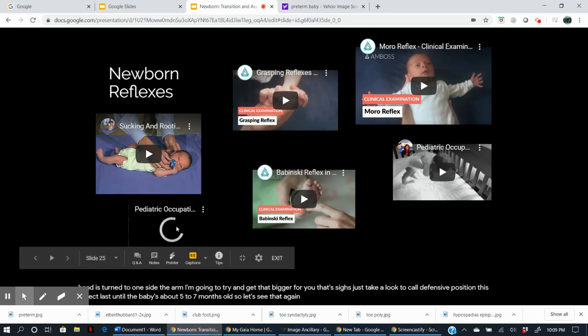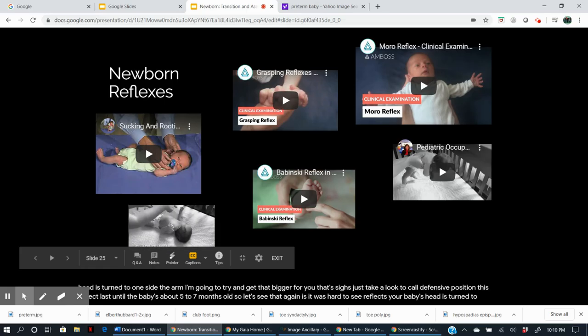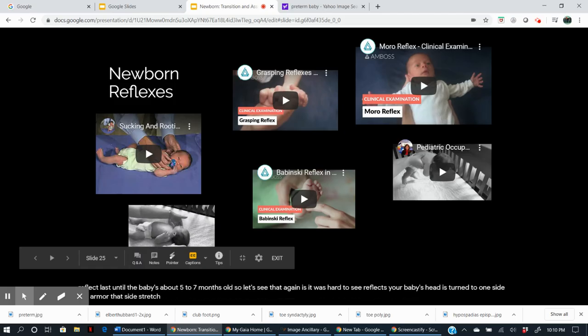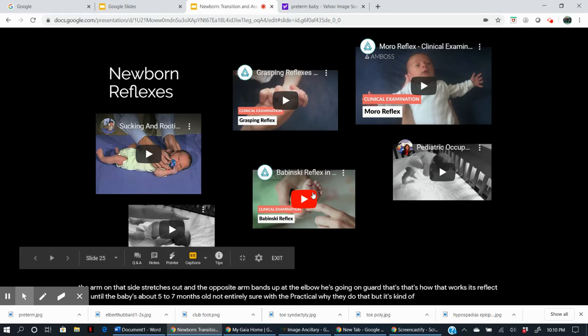So let's see that again, because it was hard to see. Tonic neck reflex. When baby's head is turned to one side, the arm on that side stretches out and the opposite arm bends up at the elbow. See, he's going on guard. And that's how that works. This reflex lasts until the baby's about 5 to 7 months old. Not entirely sure the practical why they do that, but it's kind of cool.